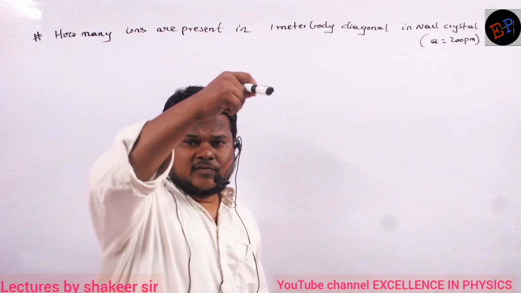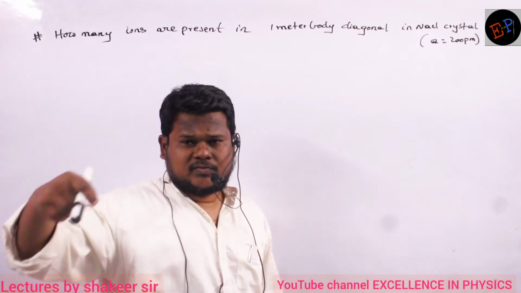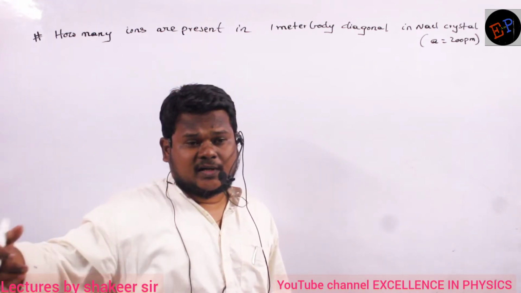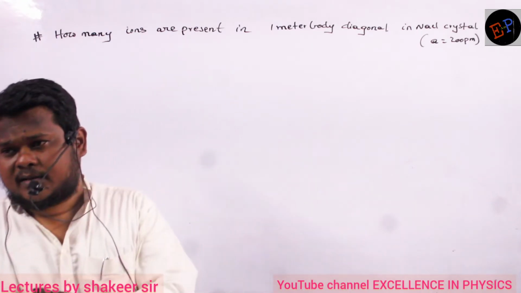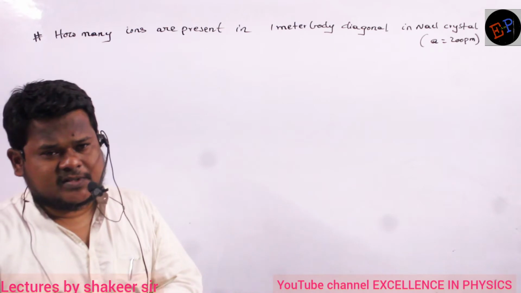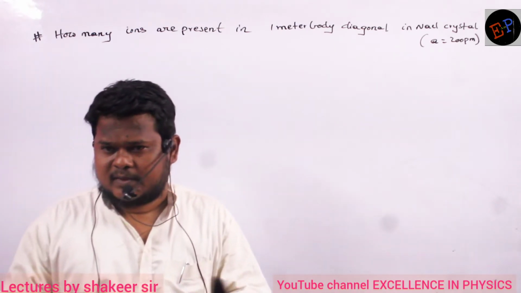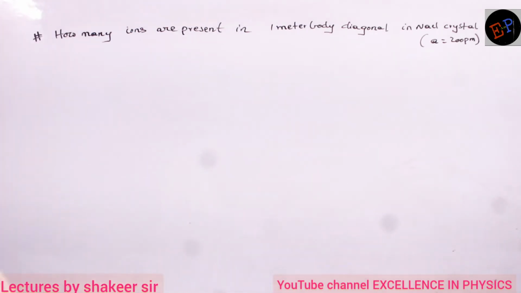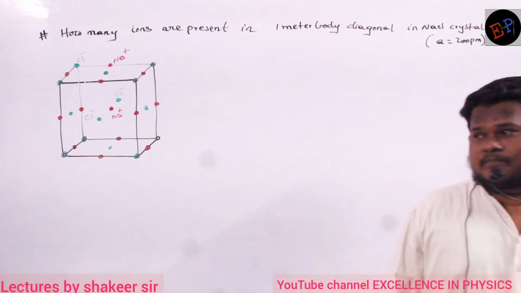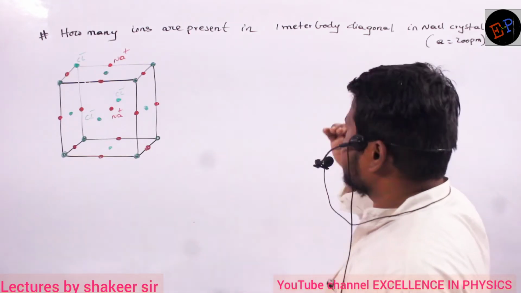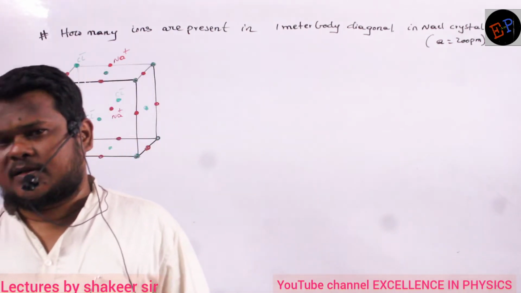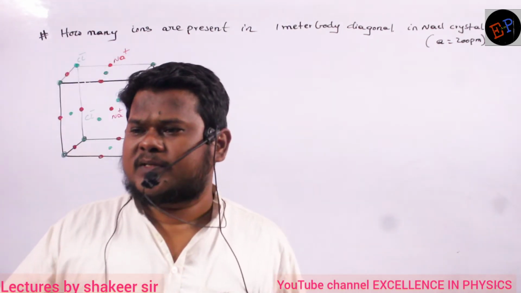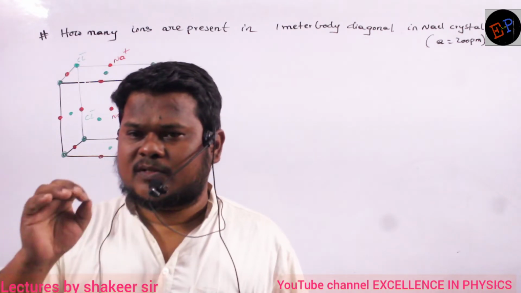Then in 1 meter, what you call body diagonal. There will be a body diagonal in a cubic crystal, no? And what is the length of the body diagonal he is taking? 1 meter. So in 1 meter body diagonal, totally how many ions can be present in this NaCl crystal? Ions means both positive ions as well as negative ions. So totally how many Na plus and Cl minus can be present on the body diagonal?